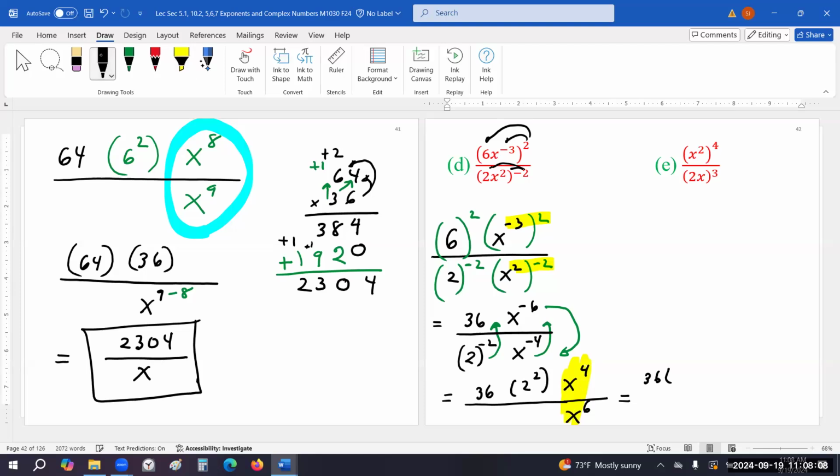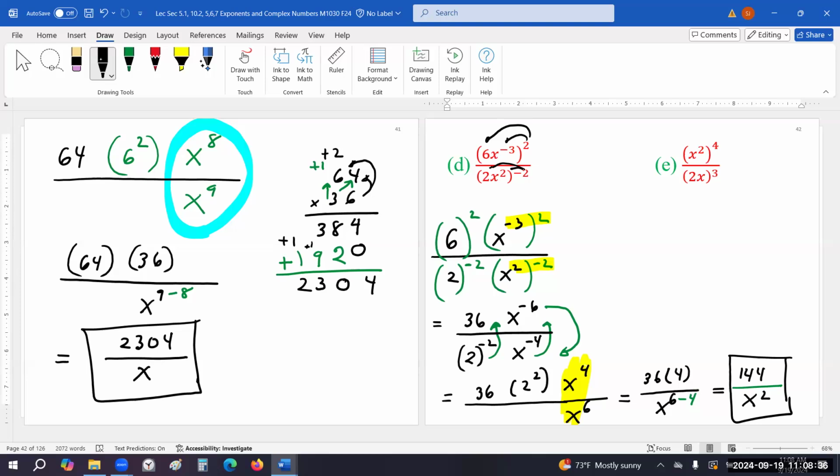Okay, so 36 times 4. I simplified that. And what do you have? That's 144, and then I subtracted the exponents. So we have 6, we keep it, 4 we subtract. So x squared. He did it perfectly.